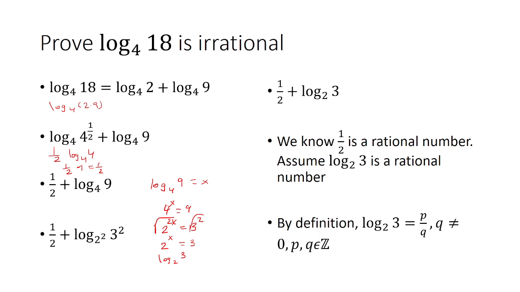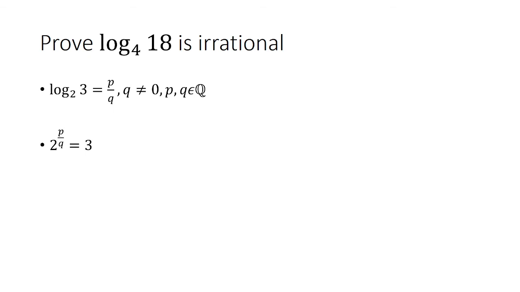Well, if it's a rational number, then by definition, it's equal to p over q, where q is not equal to 0, and p and q are integers. So at this point, we can do 2 raised to p over q is equal to 3. Now if I raise both sides to the power q, we have 2 to the p is equal to 3 to the q power.